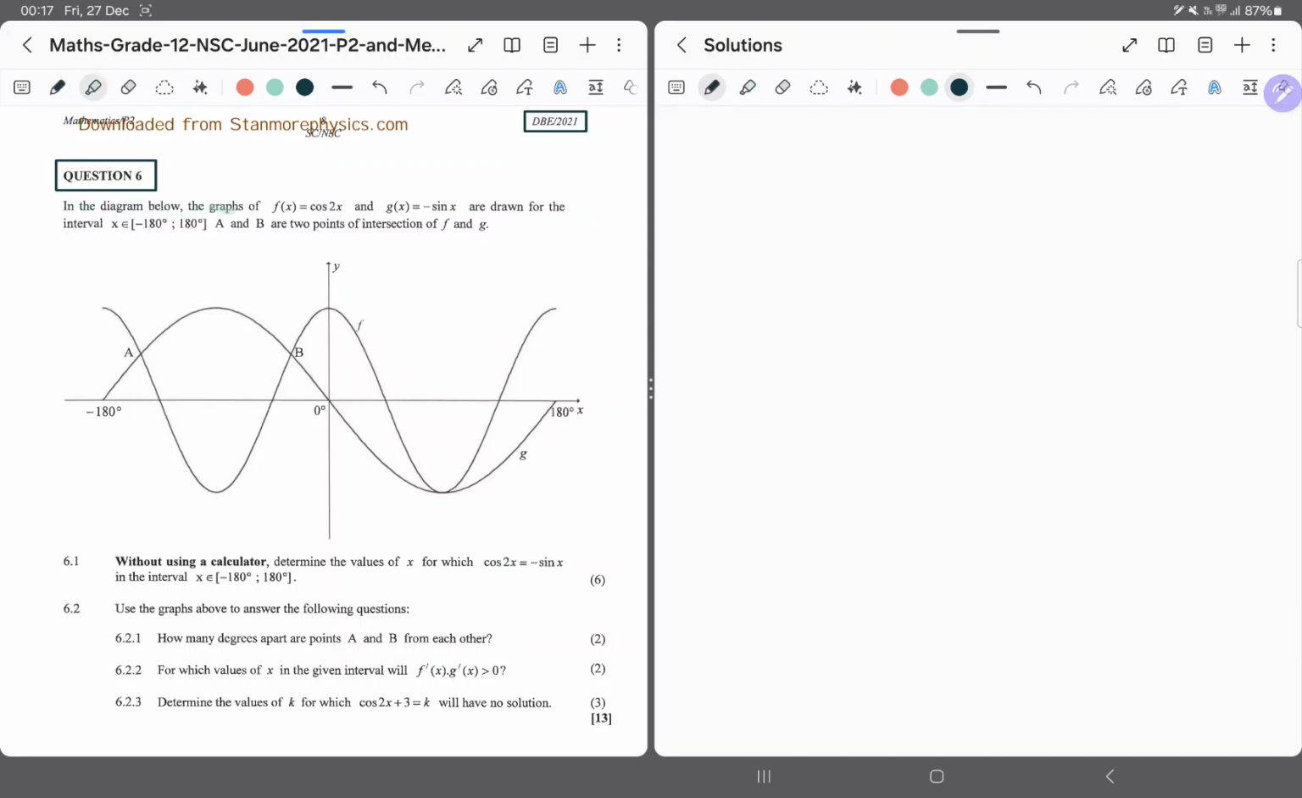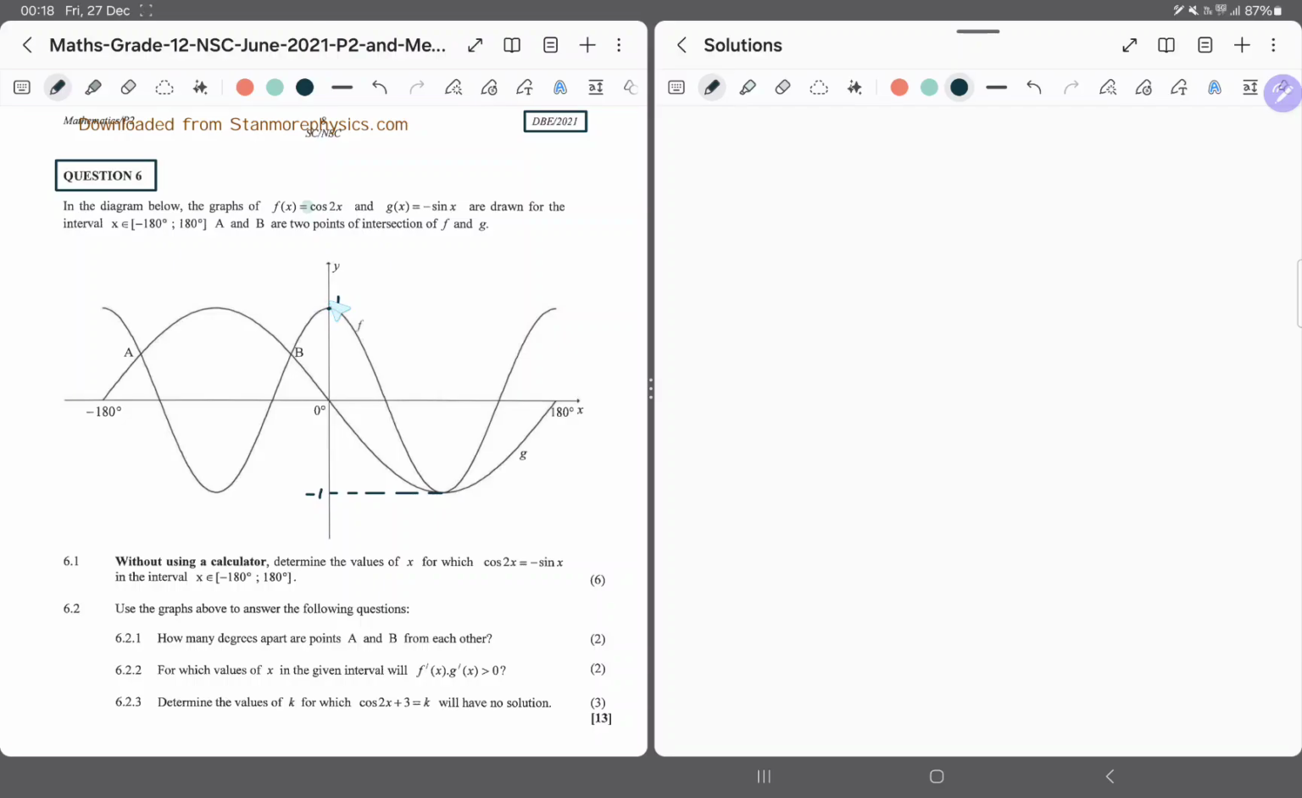Now in the diagram below, the graphs of f of x equals cos 2x. Now if we look at this one, the coefficient is 1, the amplitude is 1. That means the maximum is 1, the minimum is minus 1. So there is our maximum starting at 1, and of course the minimum is going to be minus 1. Okay, so this is approximately where this is.